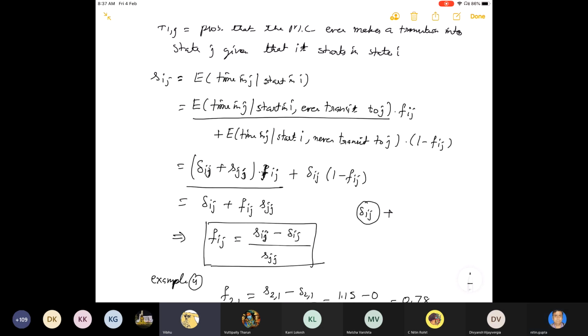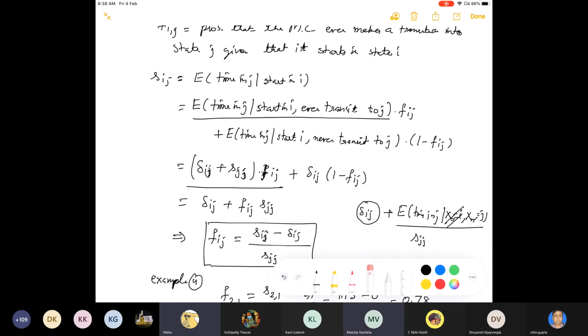Plus the expected time in j, given that we are starting with state i and at nth step we are in state j. But it is a Markov chain, it will forget this thing. So therefore this is the expected time in j, given that we start in state j. So that is nothing but the definition of Sjj. Is it okay? Yes, sir. Thanks.